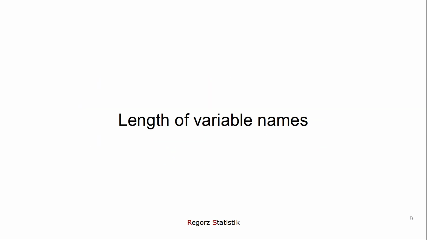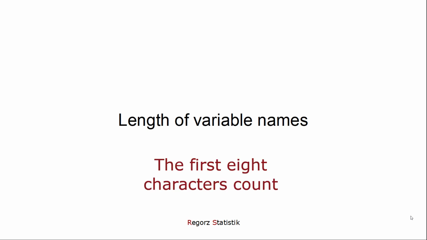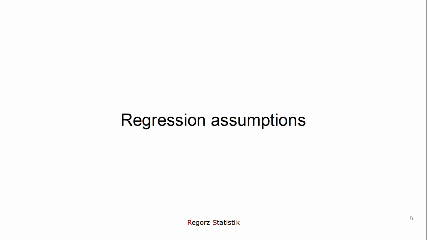Before we go to the output, there are 2 additional important points. PROCESS only distinguishes the first 8 characters of variable names. So you should make sure that you don't have 2 variables for which the first 8 characters are the same, because in that case it's hard to predict what PROCESS will do. Secondly, a moderated mediation is a set of regression models, and regressions have assumptions, and you have to check them. PROCESS doesn't do that for you.